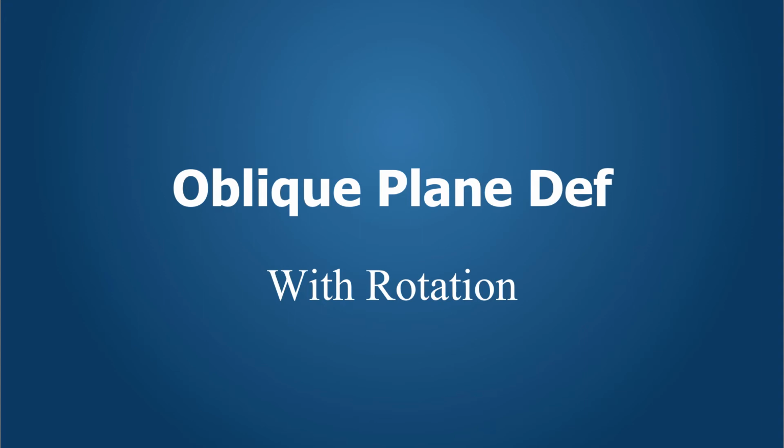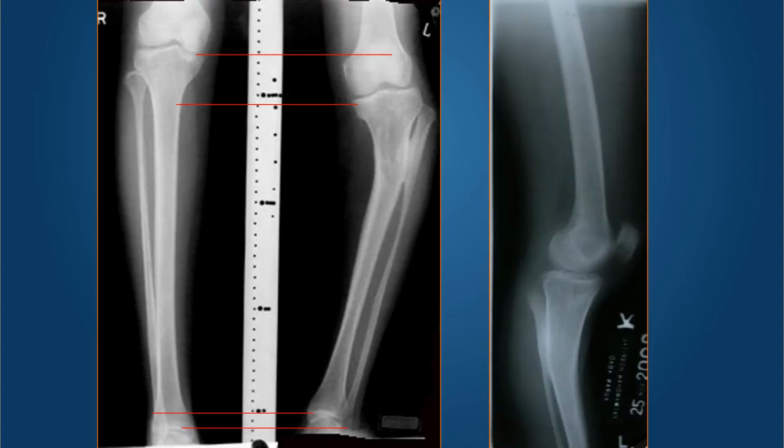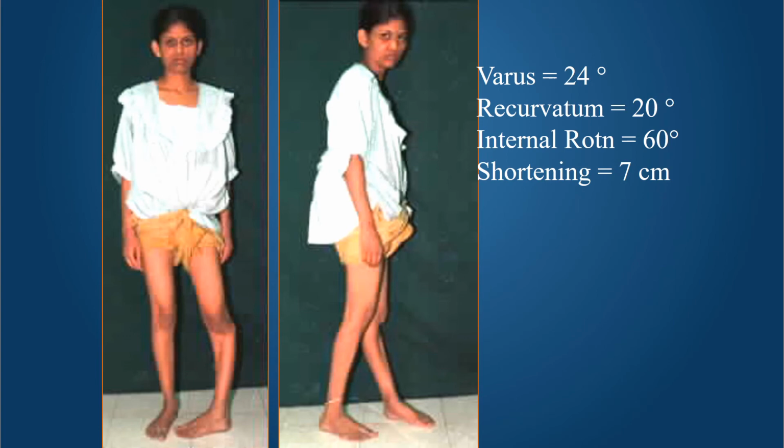For your interest, I wish to present to you such an interesting case that came to us for oblique plane deformities as well as lengthening. This young lady has varus recurvatum internal rotation deformities with a lot of shortening. Close to this is 24 degrees of varus, 20 degrees recurvatum, 60 degrees internal rotation, and 7 centimeters of shortening.